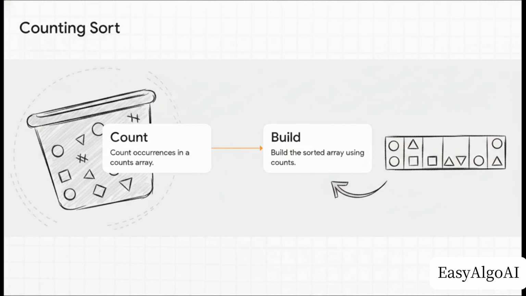Actually, no. When your data range is this small and well-defined, we can completely shift gears to a totally different non-comparison-based algorithm called counting sort. And it works in two incredibly straightforward steps. First, we just count how many times each number appears. Second, we use those counts to literally build our final sorted array.